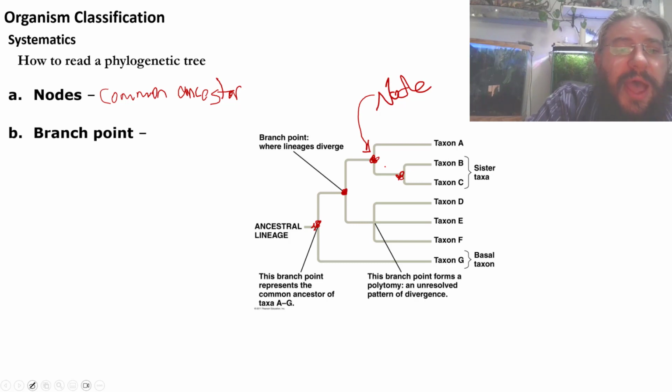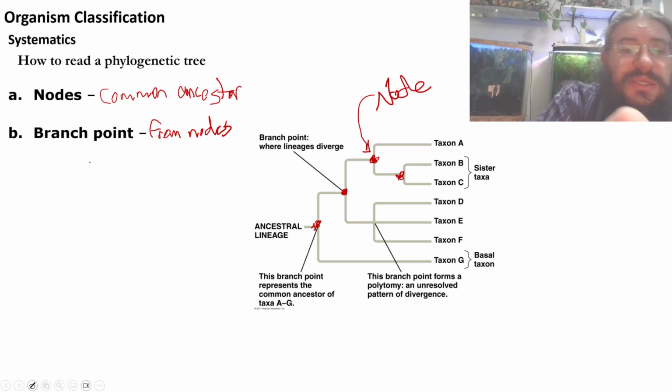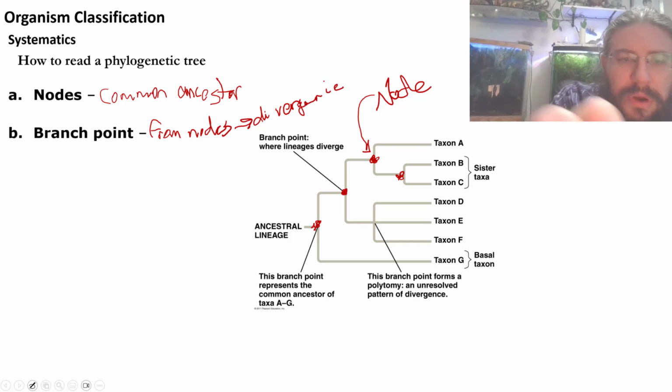So, branch points come from nodes. And they show diverging lineages. So divergence from the common ancestor.